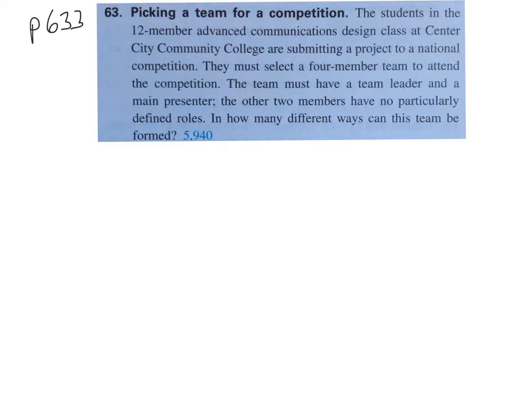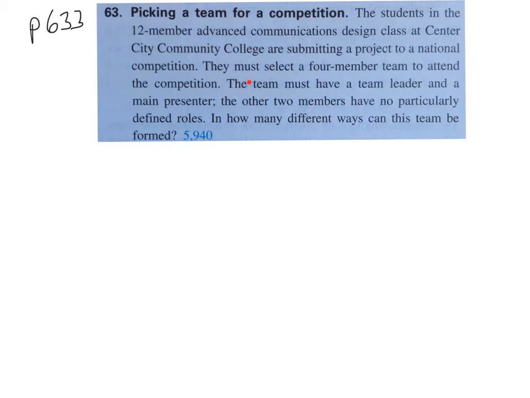Alright, so we'll do 2 more problems here, a little bit more tricky ones. We're going to use some combinations and permutations. This one says the students in a 12-member advanced communications design class are submitting a project to a competition. They must select a 4-member team to attend the competition. So already we know there's 12 of them, and we're selecting 4. But this team has some conditions here. The team must have a team leader and a main presenter. So two of the positions on this 4-member team have specific roles, and it says the other 2 members have no particularly defined roles. And how many ways can this team be formed?